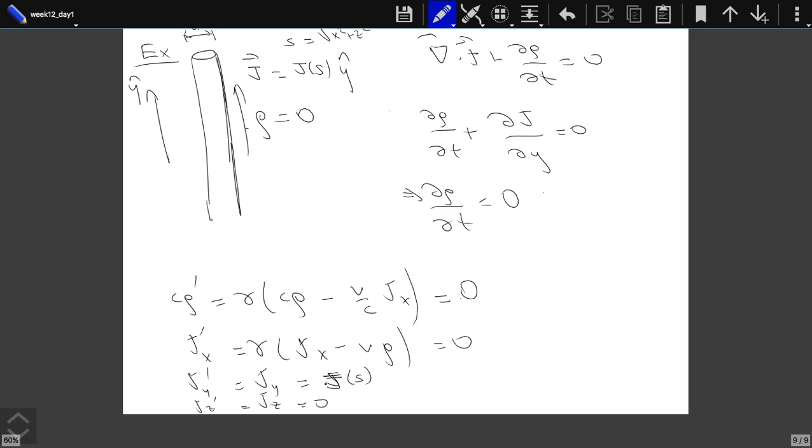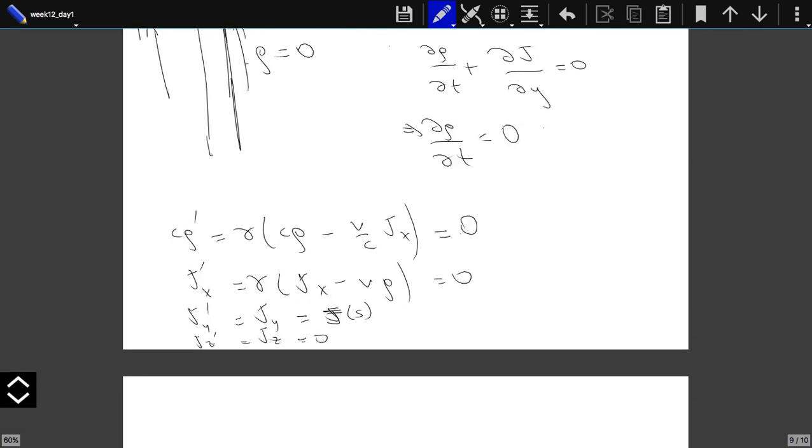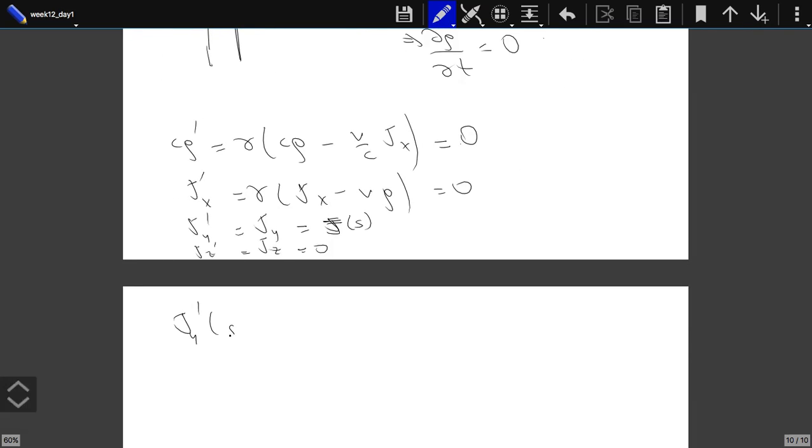You see, S, of course, but if you want to write Jy prime at the point S prime, this is equal to J at the point S. You have to also find how S and S prime are related. You have to build that relation. S is the S in the initial reference frame, so you have to replace this with a function of S prime, which is the S prime in the other reference frame.